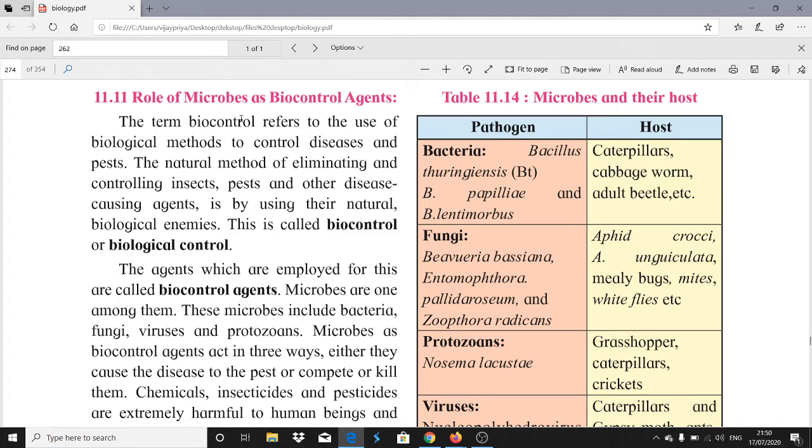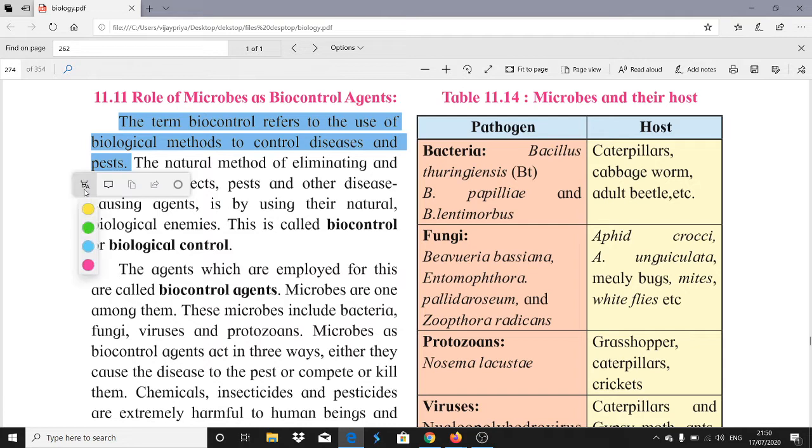So let's have a look at what is the role of microbes as biocontrol agents. The term biocontrol refers to the use of biological methods to control diseases and pests. So here we are talking about biocontrol agents, how they control the biological pests and diseases. That is nothing but the biocontrol mechanism.